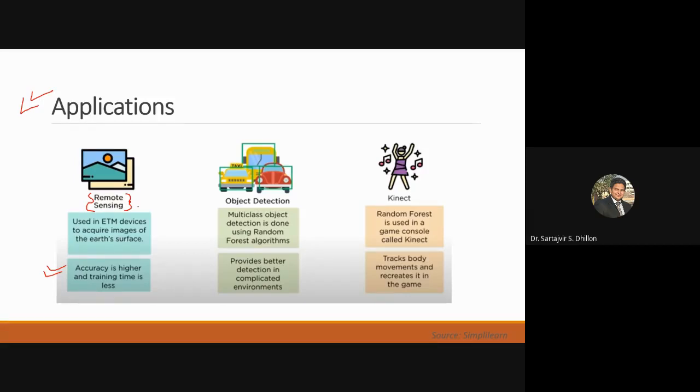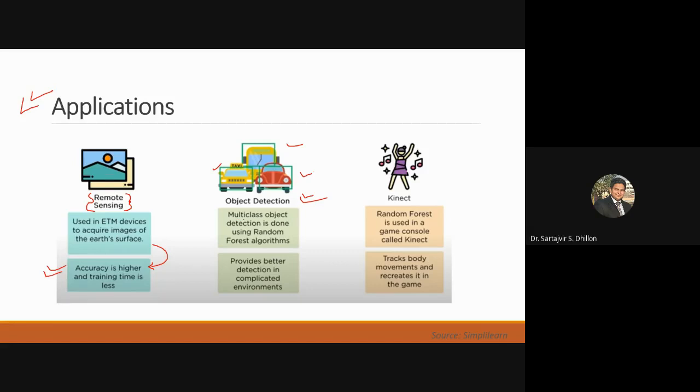And what kind of classifier? Here we are talking about the random forest, by which we will get the maximum accuracy with less training time. So we can also utilize the random forest in object detection. And what kind of object detection? There are different cars, this one is a taxi, there are buses, there is a personal vehicle, and we can also use it in the detection of fruits, vegetables, etc.